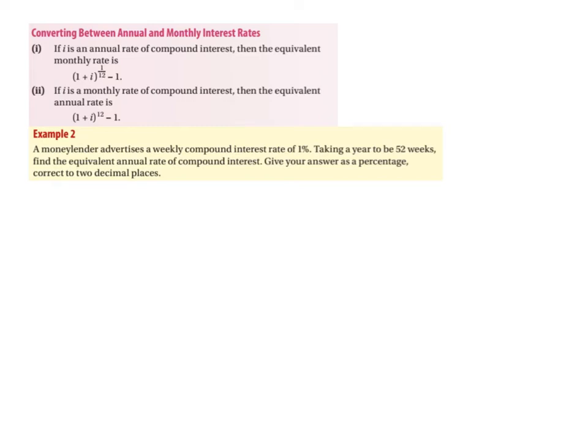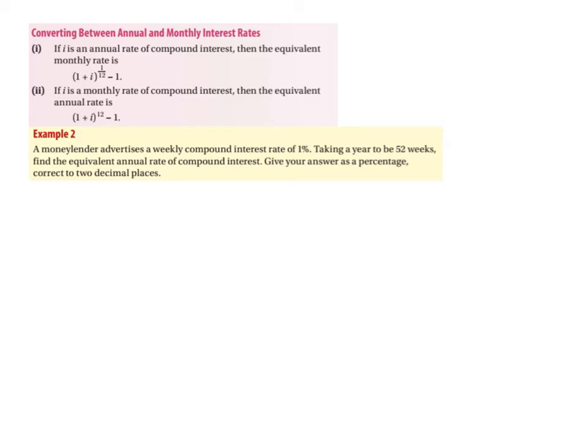Okay, so this is how we convert. This is just the quick and easy way to convert between annual and monthly interest rates. If it's an annual rate of compound interest, then the equivalent monthly rate is 1 plus i to the power of 1/12 minus 1, so the 12th root minus 1. And if it's the other way around, it's 1 plus i to the power of 12 minus 1. So if we were given a monthly rate and we're trying to find an annual rate, we do it to the power of 12 and we minus 1 to find it.